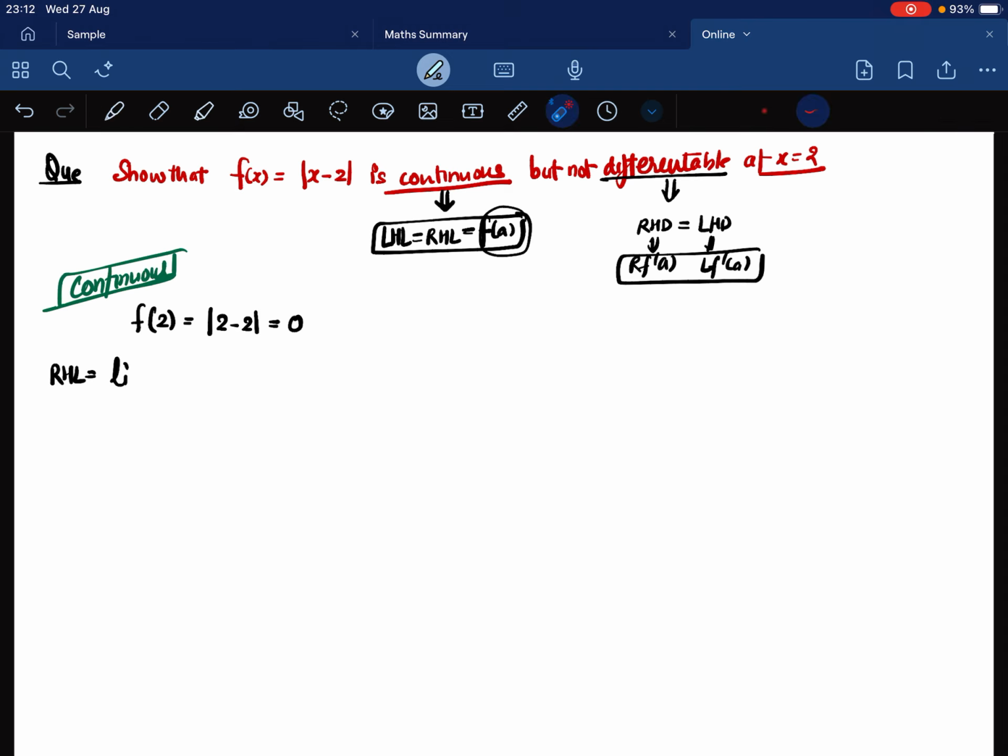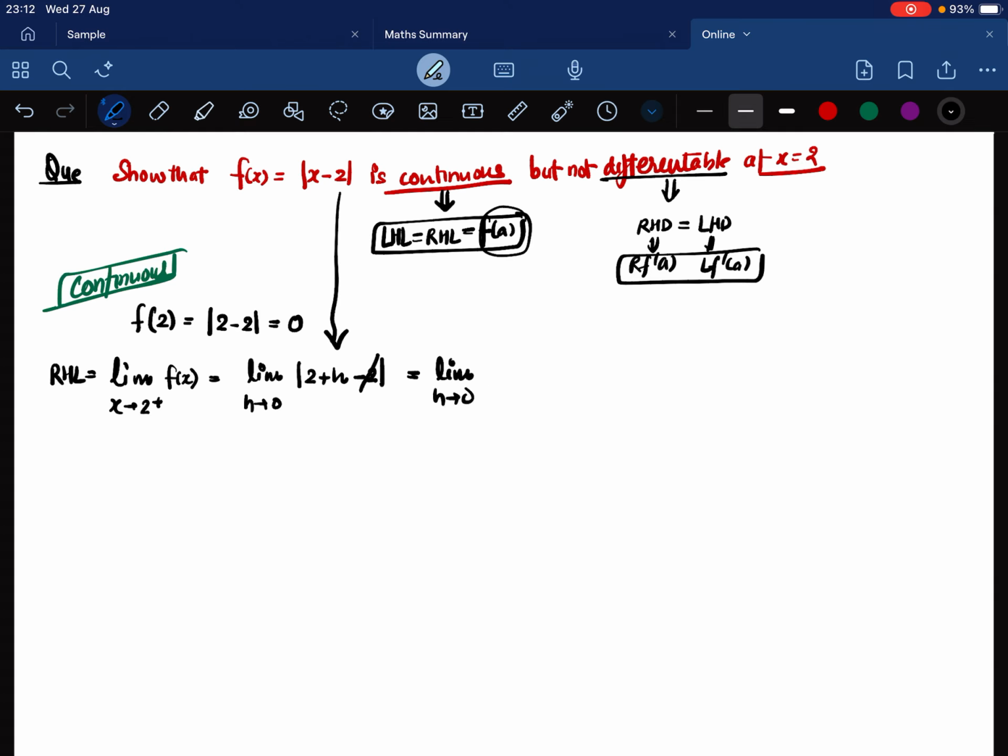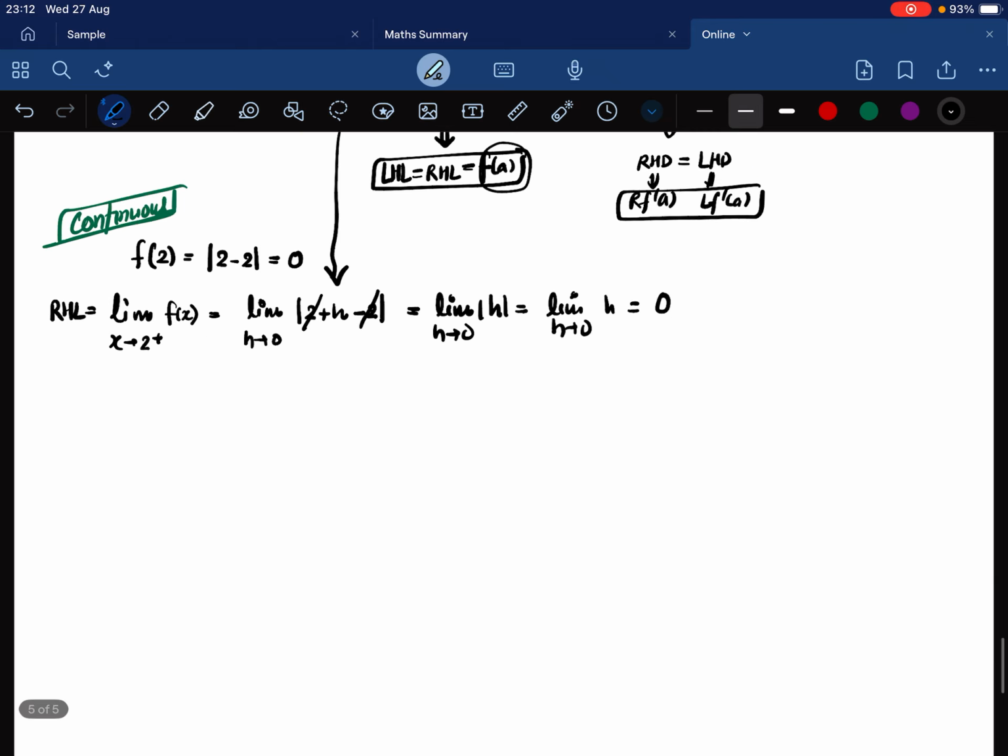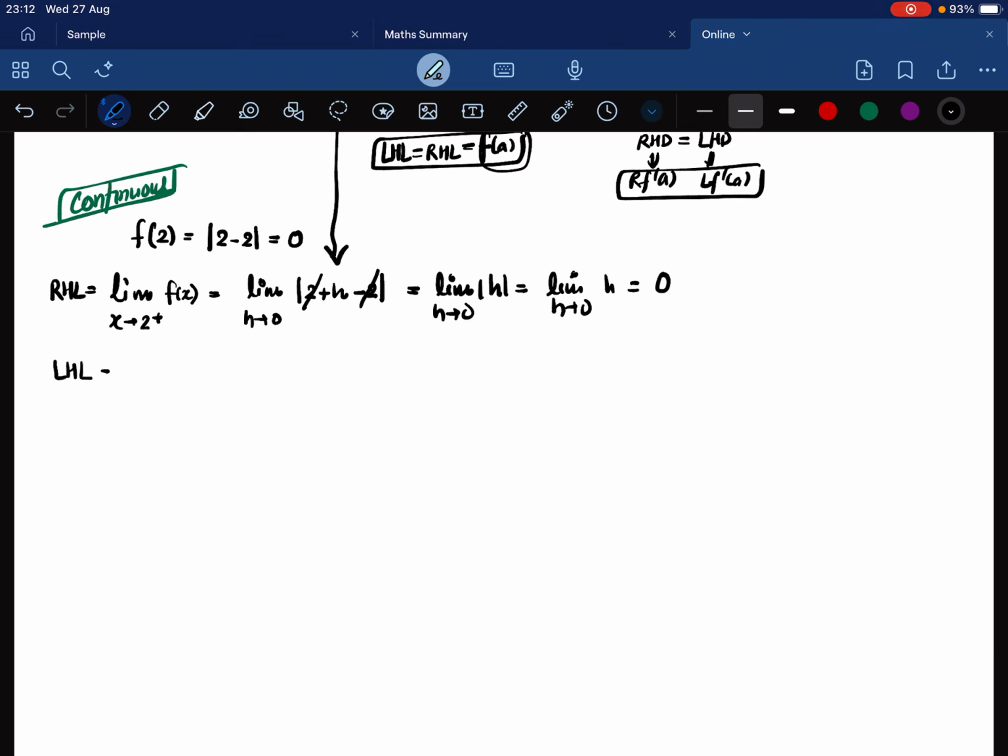Now we have to calculate the right hand limit. How do we calculate the right hand limit? We have to check it for x = 2. So limit x tends to 2+ of f(x). We write it as limit h tends to 0, with the function at 2 + h, that is |2 + h - 2|. The 2 will get cancelled, and |h| is already h. So limit h tends to 0 of h, and the answer is 0.